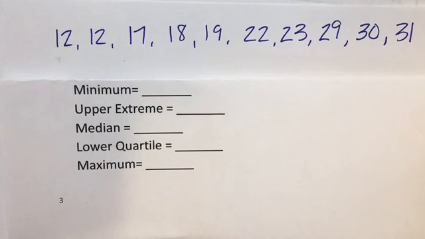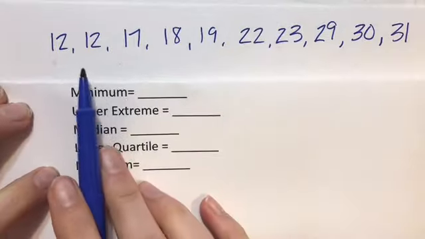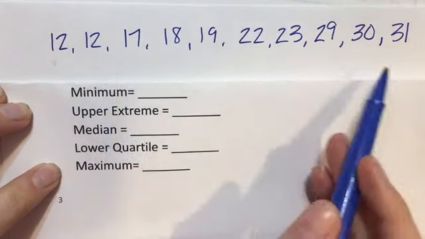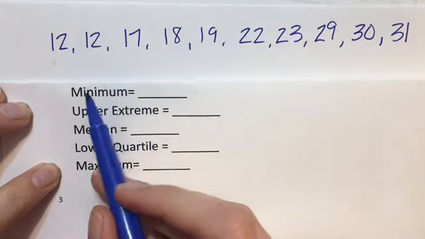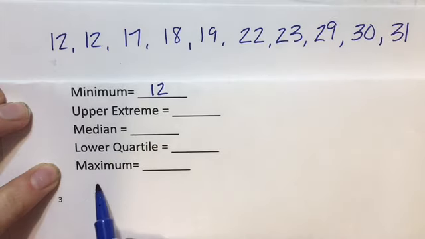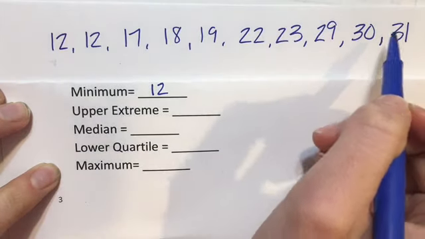So without further ado, let's find these 5 values. And you'll notice the data set that I've given us here is already ordered. So we can find the minimum and maximum very quickly. The minimum, or the smallest value, we can see all the way to the left, is 12. And the maximum, or the largest value, is all the way to the right at 31.